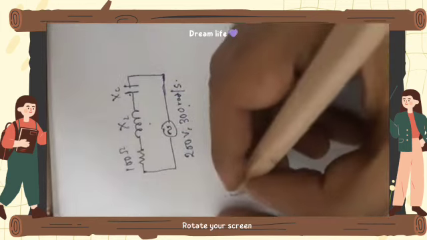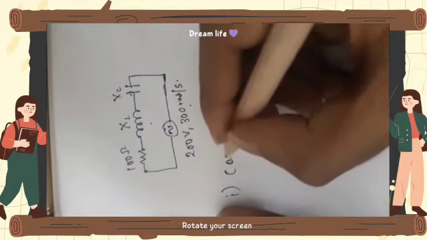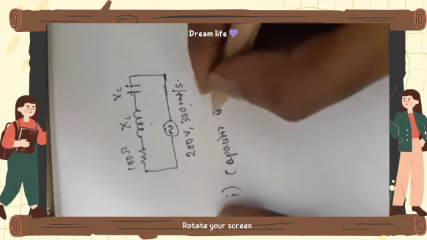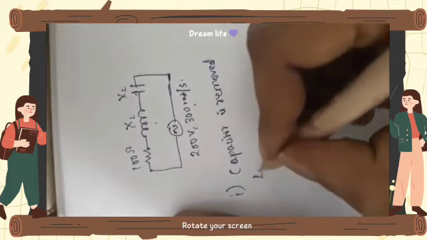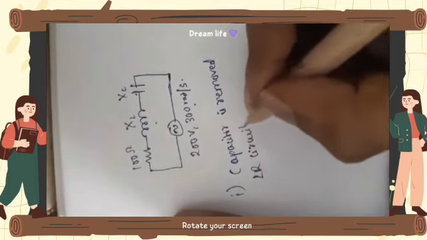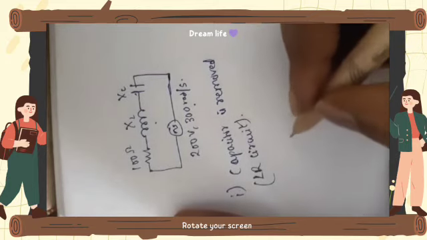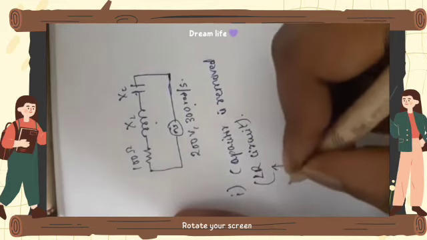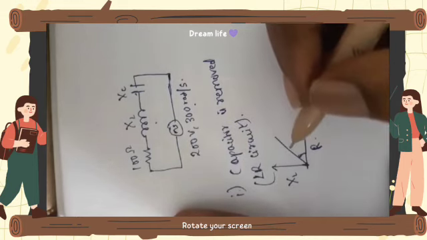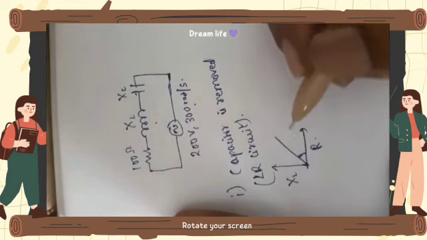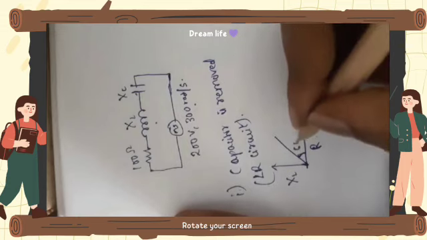So in the first case, the capacitor is removed. When the capacitor is removed, this becomes an LR circuit. So we know that in an LR circuit, here is XL and here is R, and the resultant is like this, and it's given in the question that the current lags behind the voltage by 60 degree. That is nothing but the phase difference.